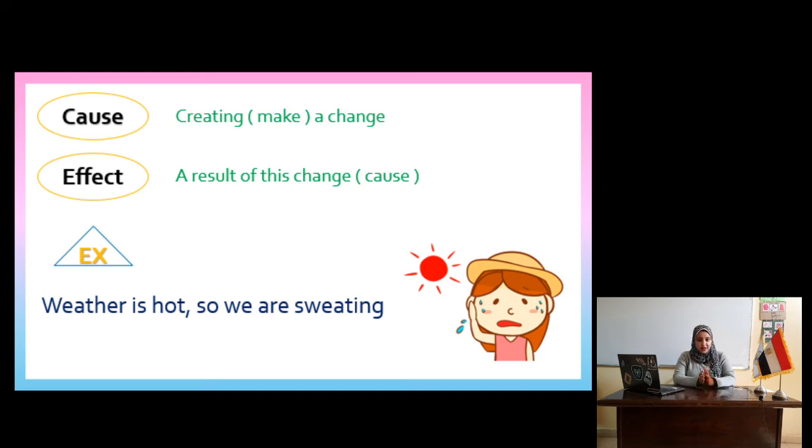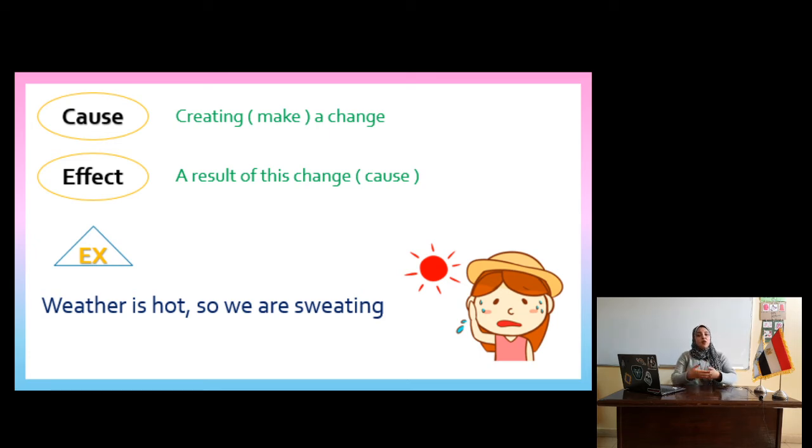Let's see the meaning. Here it says the weather is hot. That's the reason. When the weather is hot and I'm wearing a jacket, what's the effect? What's going to happen? We will sweat, because it's hot and I'm wearing a jacket. This is the cause, it's hot, and the effect is that I'm sweating.